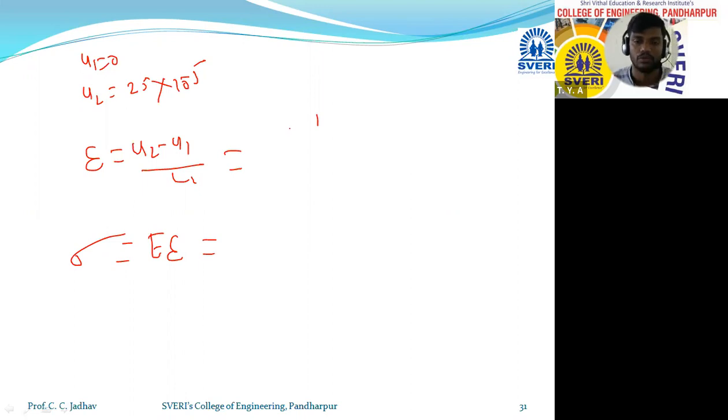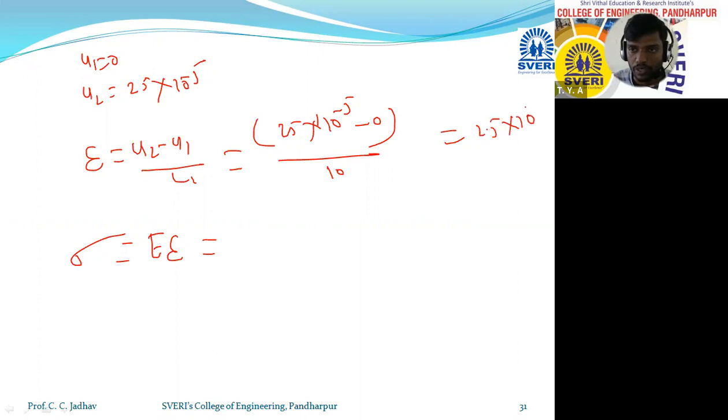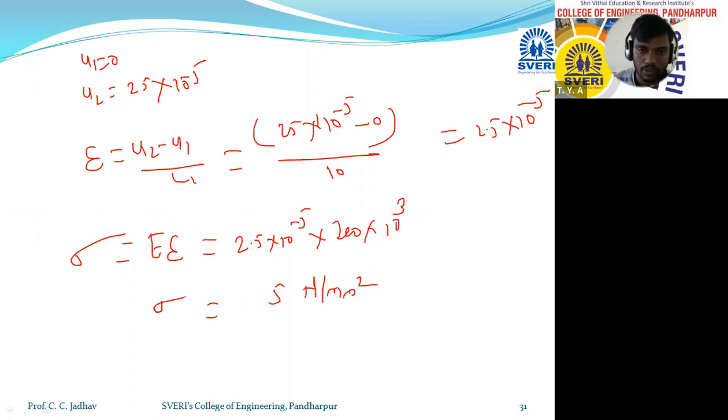Tell me the values. 25 into 10 raised to -5, minus 0, divided by 10, gives 2.5 into 10 raised to -5. Strain 2.5 into 10 raised to -5 into 200 into 10 raised to 3. What is the value of the stress? 5 Newton per mm square. This is your stress value.